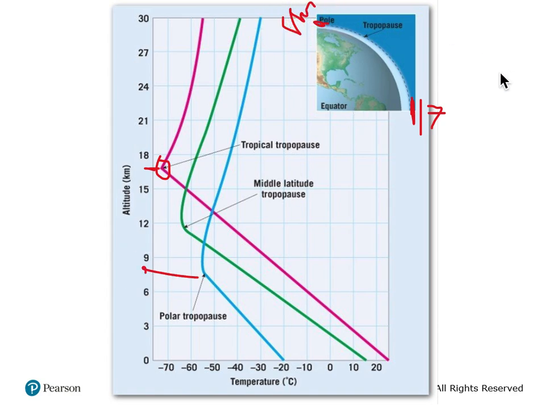And the reason for that is because along the equator we have warm air rising. As warm air is rising, known as the equatorial low pressure, it is pushing up the boundary layer of the troposphere. That is why the tropopause has a higher altitude compared to the poles, where air is sinking.